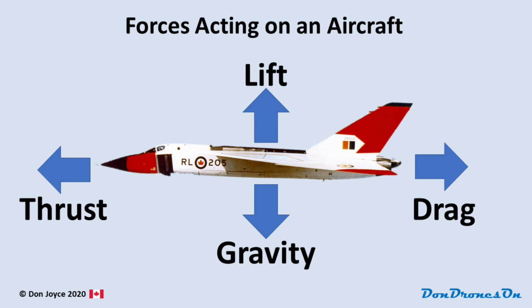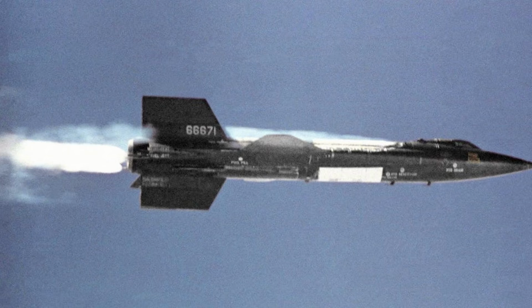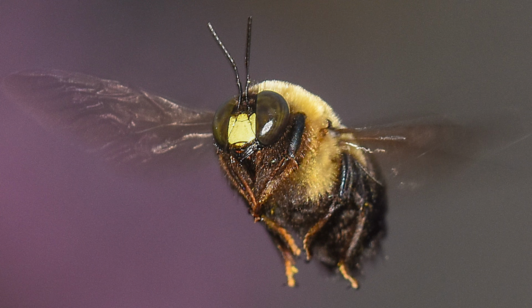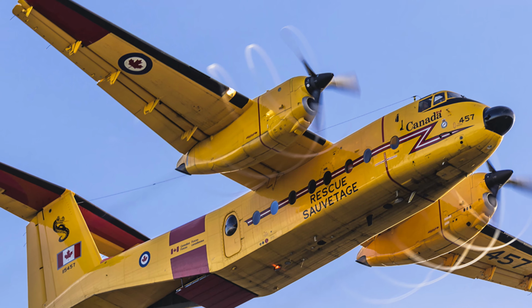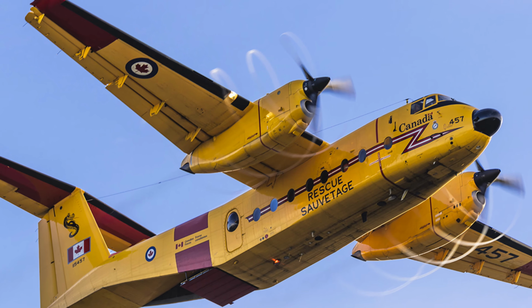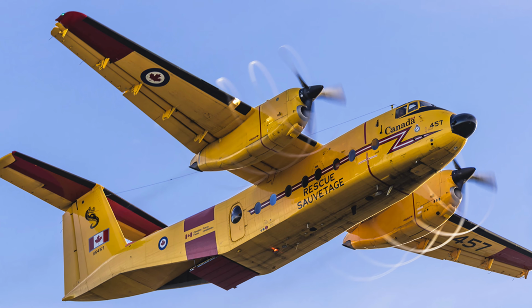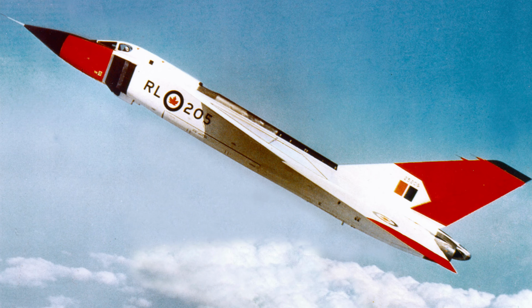Now, thrust can come from a propeller or a jet engine or a rocket or even flapping or buzzing wings in the case of the birds and the bees. Not only does the thrust help you move from A to B, it also accelerates the flow of air over the wings, in the case of a fixed-wing aircraft at least. And the more air you have flowing over your wings, the greater the lift. And we'll get to that soon.